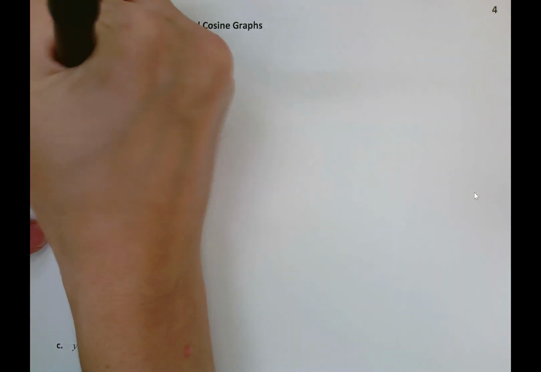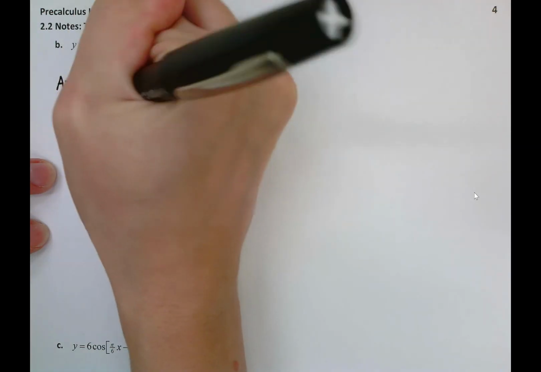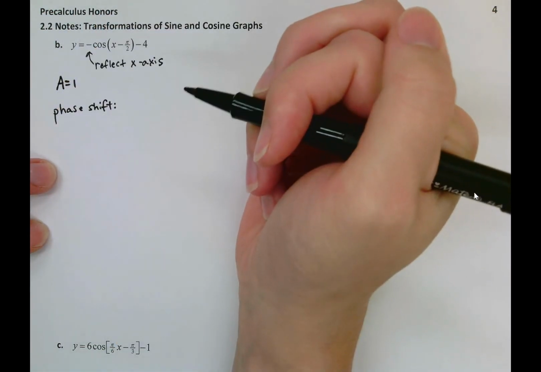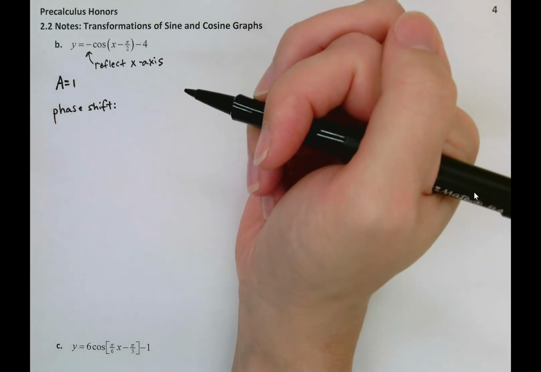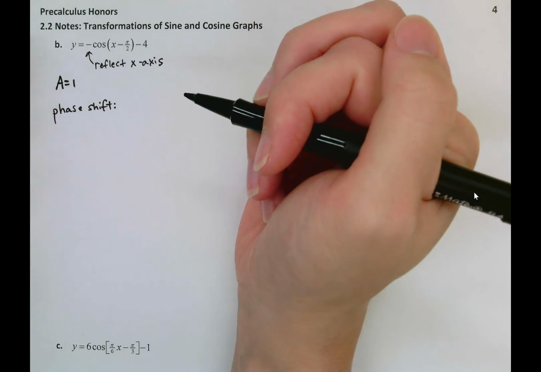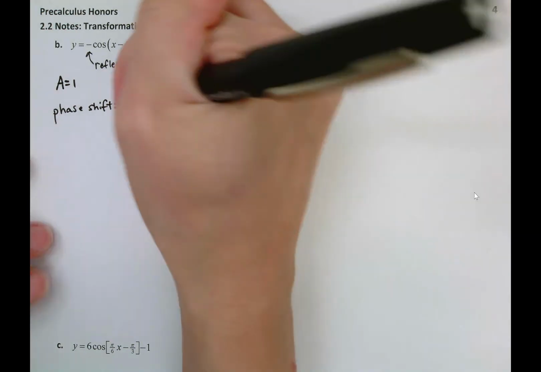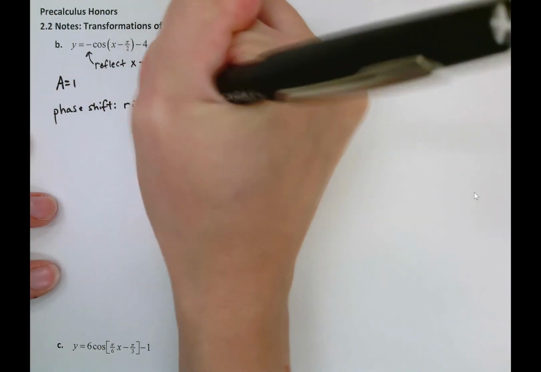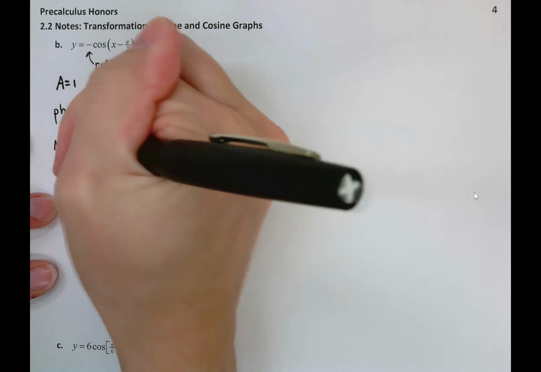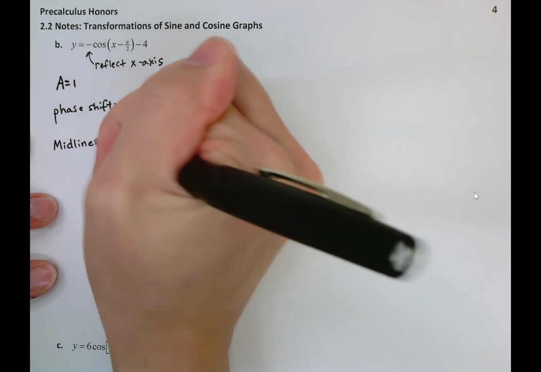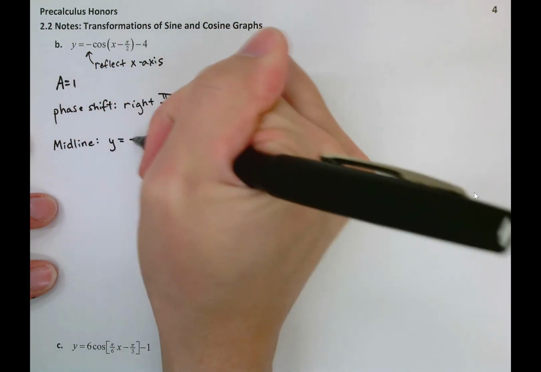So let's go ahead and write that out. Our phase shift, and I like to say left or right. Remember, if you're inside the argument, inside the parentheses, you do the opposite of what you think. So if you see minus pi over 2, we're actually shifting to the right, pi over 2. And then finally, we do have a change in midline. Our midline is going to be at y equals -4.